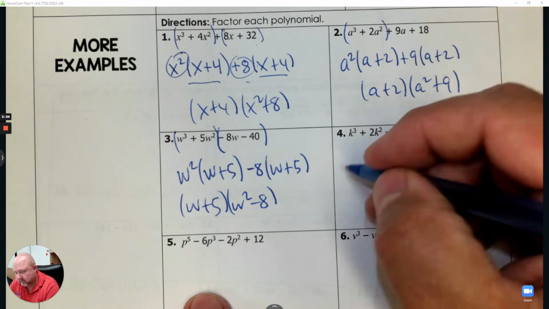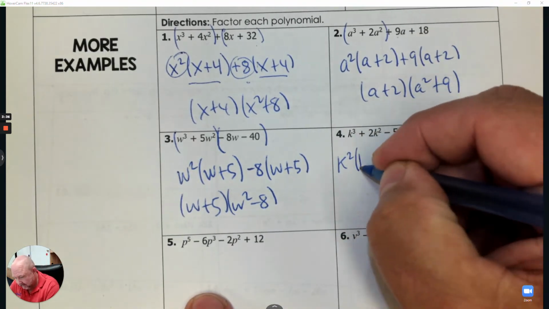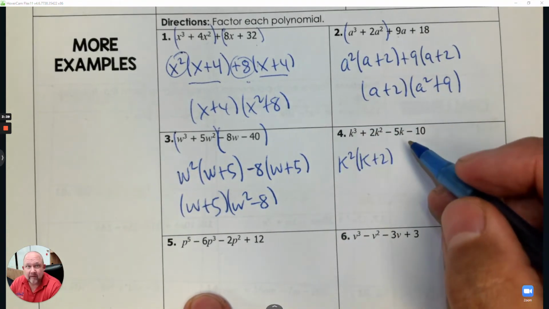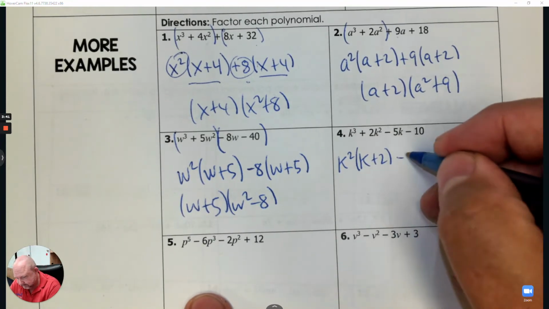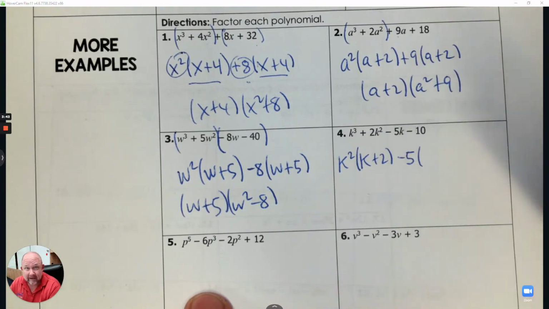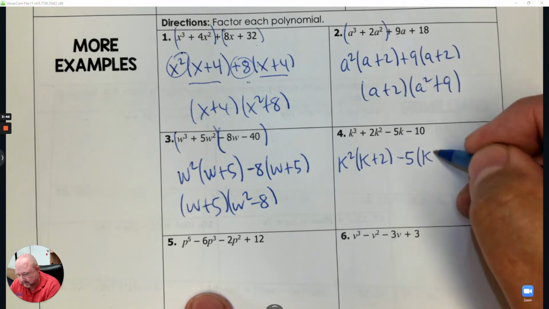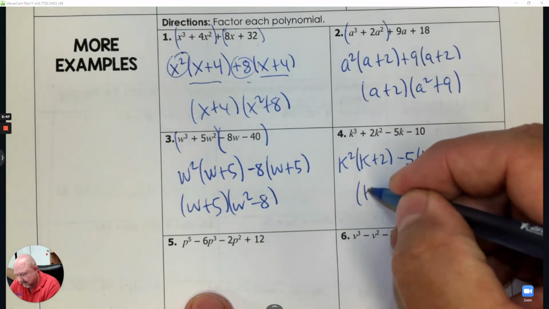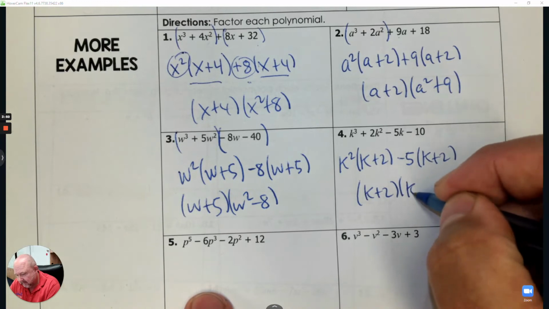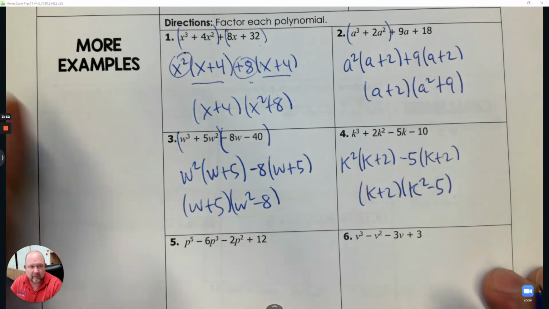Here we go. Factor out a k squared. Divide. Factor out a negative 5. Divide. Now a negative divided by negative when you divide becomes positive. And then k plus 2 they share. And then what's left over is k squared take away 5.